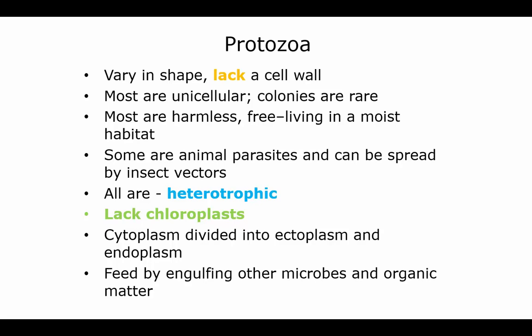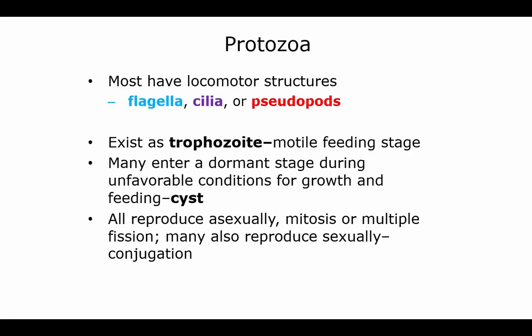They're all heterotrophs, no chloroplast there. And the cytoplasm has two sections. It's got a clear outer layer for locomotion and feeding and protection called the ectoplasm, and then the granular inner area that has all the organelles and the nucleus called the endoplasm. And they feed by engulfing other microbes or their food source, their organic matter. Most of them are going to either have flagella, cilia, or pseudopods. Pseudo means false, pod is foot, so it's a false foot.